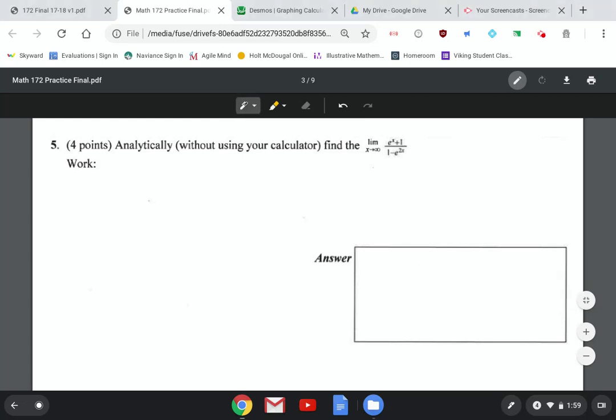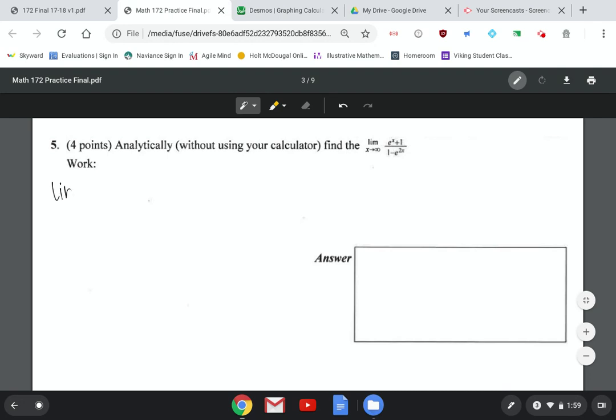In this video, we're going to go through question 5. Analytically, without using your calculator, find the limit as x approaches infinity of e to the x plus 1 over 1 minus e to the 2x. Now, what analytically means is to really analyze this. So it wants you to do this without using your calculator, and we know that to solve limits, you always plug in the value first.